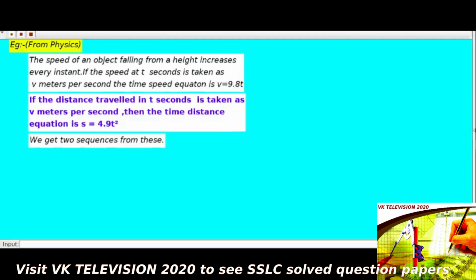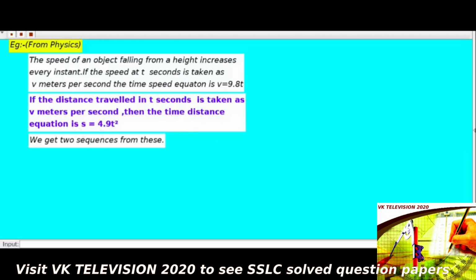Next, consider a physics example. The speed of an object falling from a height increases every instant. If the speed at t seconds is taken as v meters per second, the time-speed equation is v is equal to 9.8 t. If the distance travelled in t seconds is taken as s meters, then the time-distance equation is s is equal to 4.9 t square.